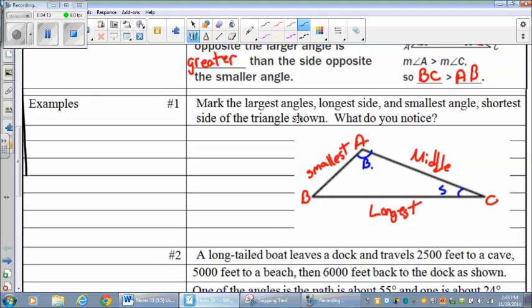Okay, so it says mark the largest angle and the longest side. Okay, so here's my longest, and here I don't need the middle, so I'll erase. Where's my eraser? There we go. Let me erase the middle because that's not needed. And let's just say this one was the smallest side, and this is the longest side.